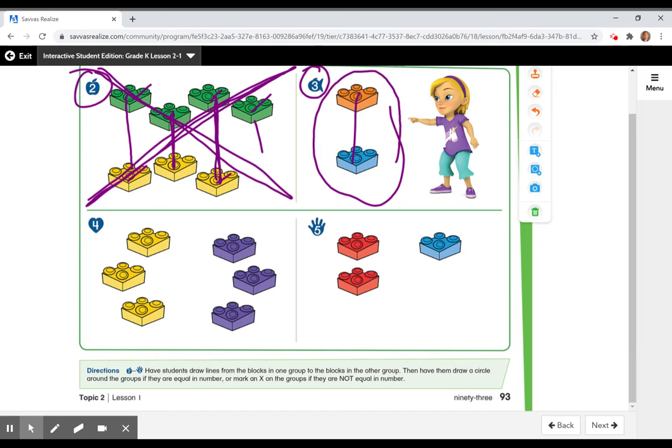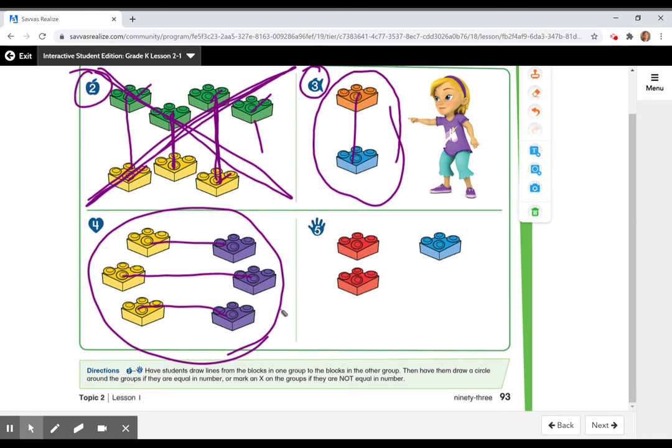Now, same thing for number 4. We have some yellow Legos and some purple Legos, and let's match them up. So you draw a line from one color to the other, one color to the other, and from one color to the other. Good. Do those match up? They do. So let's circle them. They are equal. The yellow and purple are the same number. There's both 3, so they are equal.